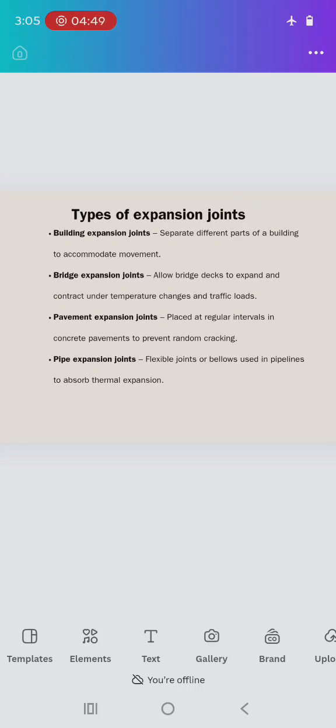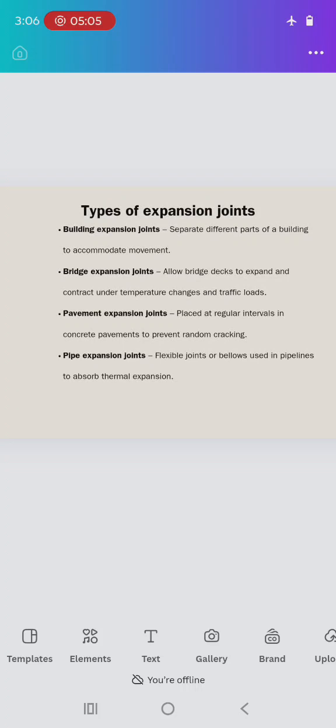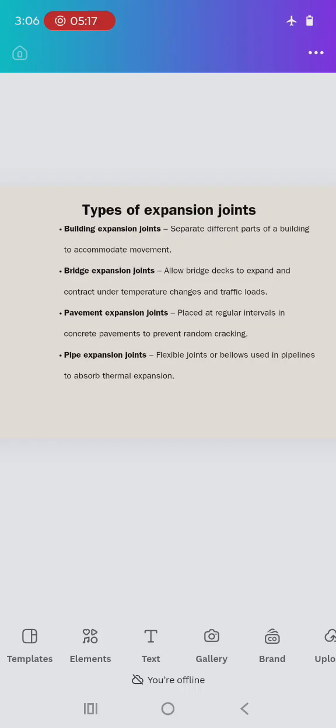Take the example: concrete road slabs with gaps between them are examples of pavement expansion joints.